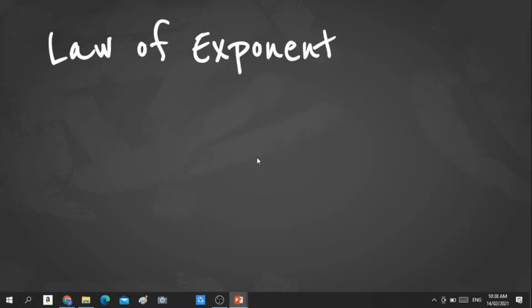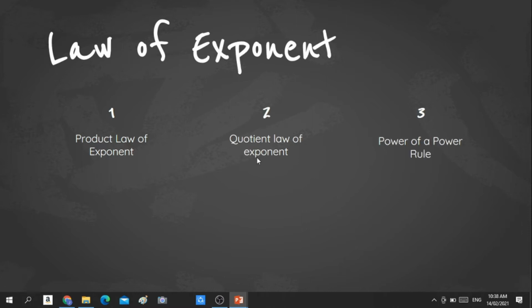So let's discuss the laws of exponent. We have here, the first law is the product law of exponent. The second is the quotient law of exponent. The third is the power of a power rule. The fourth is power of a product. And the last is the power of a quotient.